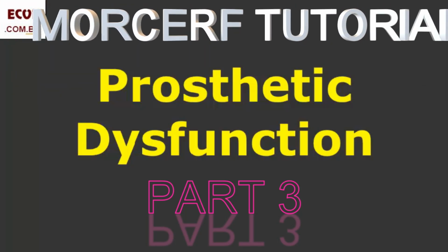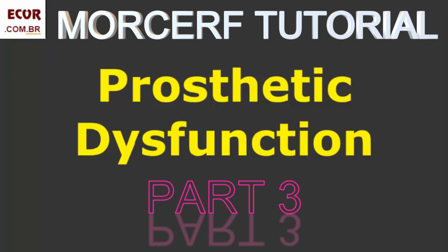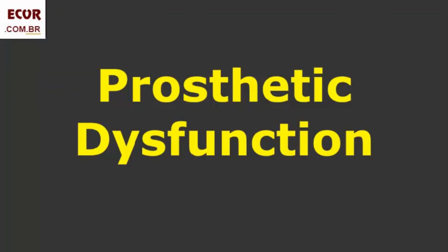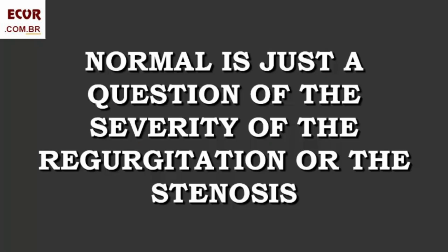The subject now is prosthetic dysfunction. Initially, we're going to study how to distinguish a pannus from a thrombus or vegetations. Just a reminder, prosthetic valves substitute native valves, but they are not a normal valve. They are almost always abnormal and dysfunction when analyzed by Doppler.